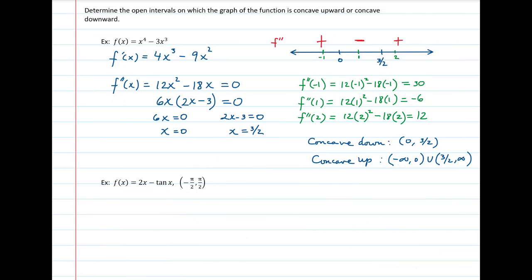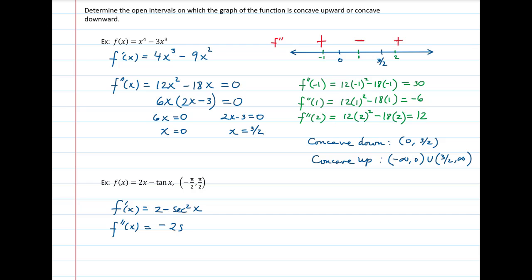All right, here we have another example where we have a function equal to 2x minus tangent of x, and they give us an interval from -π/2 to π/2. Doing the same process here, we're going to find the first and second derivative. We really just need the second derivative for concavity, but we need the first one to get to the second derivative. So f prime of x is equal to 2 minus secant squared of x.